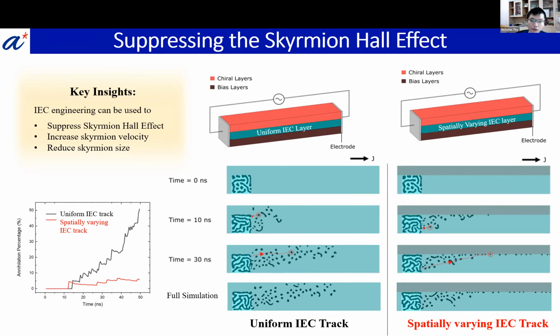So this has to do with the energetics term, where the effective field increases the Zeeman-like energy, which repels the skyrmion away from this interface, causing it to move in a straight line.